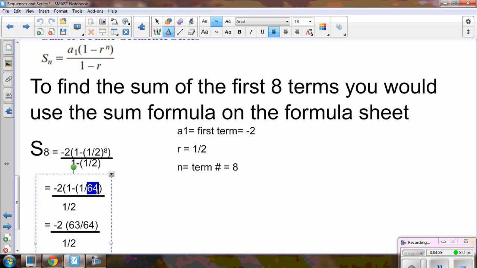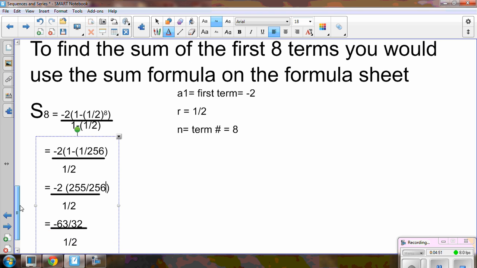This is supposed to be 256, which is going to change the outcome of my problem. When you do this, you're going to be very careful and use a calculator, otherwise you will make mistakes like me. And so what I did was say 1 minus 1 over 256, so I got a common denominator of 256, and subtracted 1, so I get 255, multiplied by negative 2.